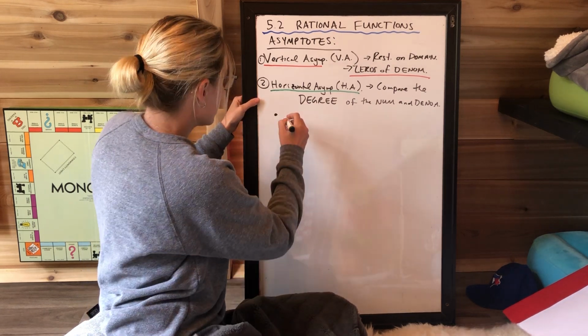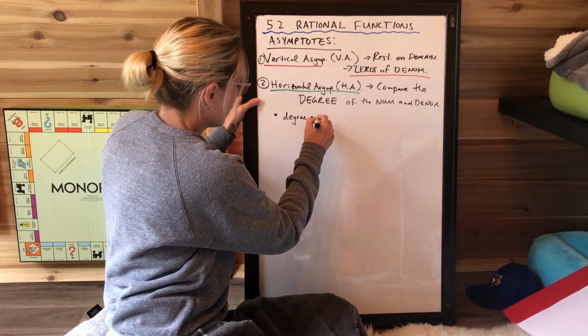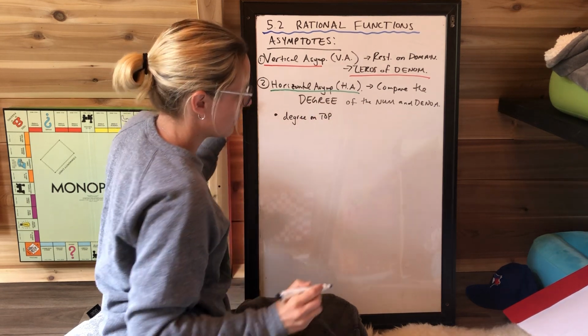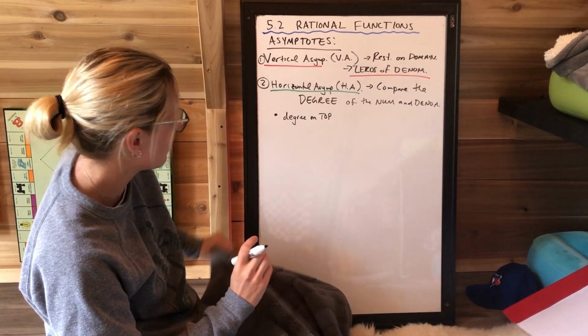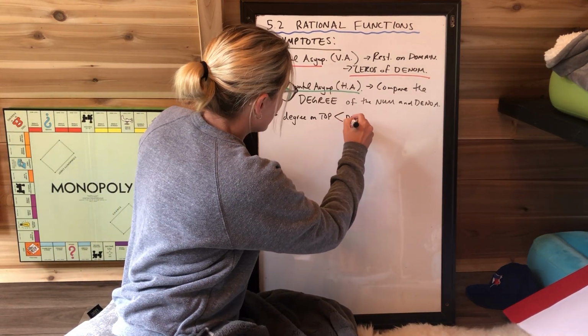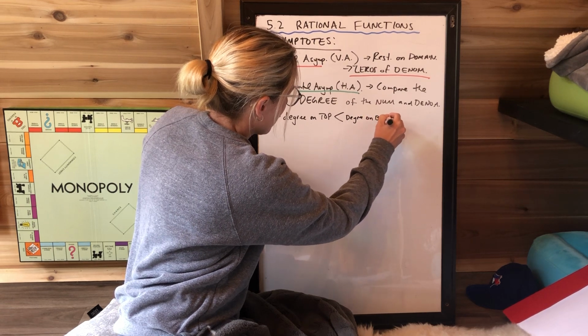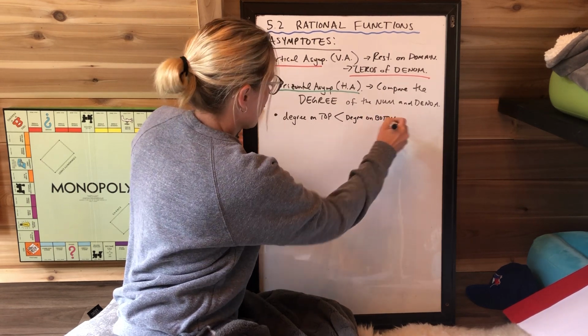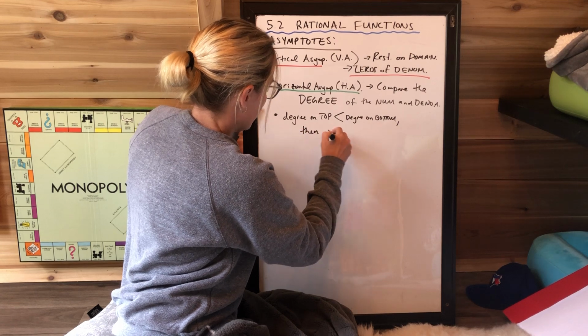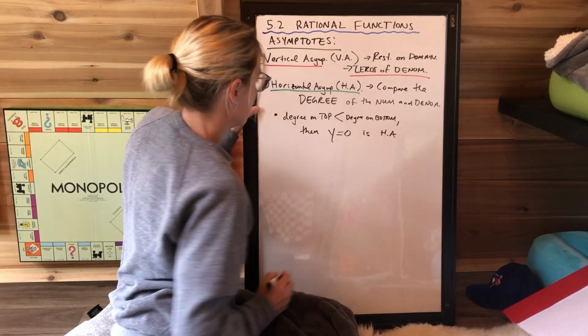The first one is that the degree, I'm going to be a bad math teacher here and say top and bottom instead of numerator and denominator just for simplicity. If the degree on top is less than the degree on the bottom, then y equals 0 is the horizontal asymptote. Okay?